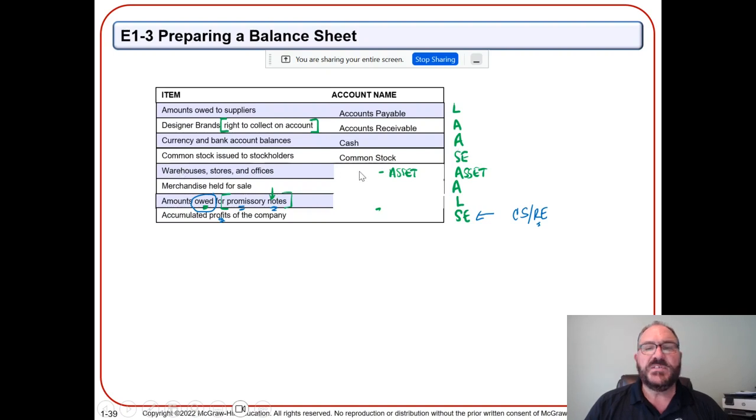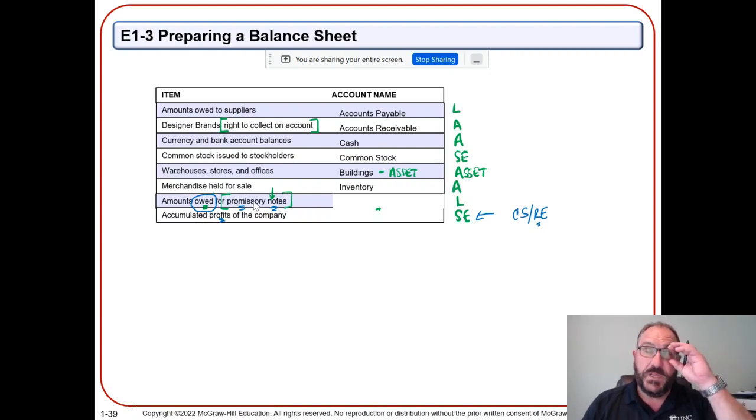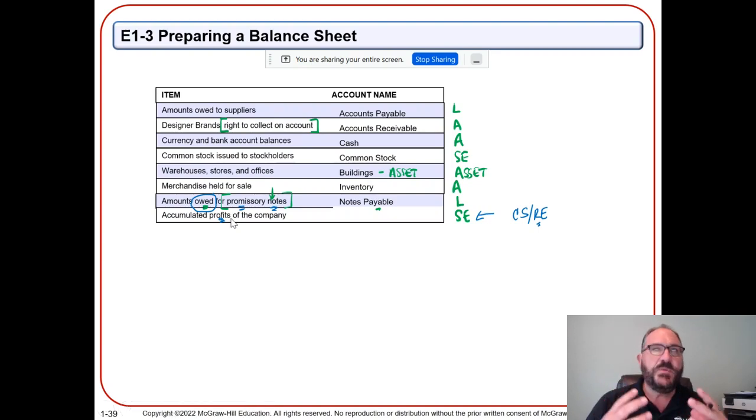Warehouses, stores, offices, those are all assets. Those are buildings, the common name. Merchandise held for sale is called inventory. It's another asset. Amounts owed on promissory notes: if you owe money and it's on a note, it's called notes payable. Again, another liability. And then accumulated profits for the company. So you have to think, what's the name? Accumulated profits, retained earnings. And boom, there you go.